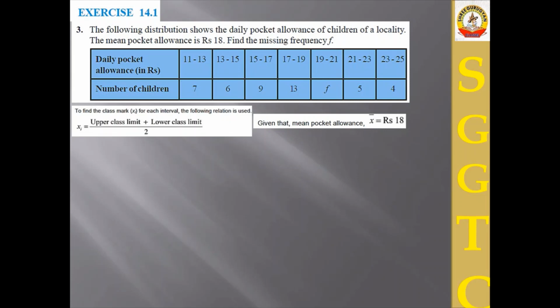Yes students, the missing frequency question is important for the exam. It is an important level question, so in the exam they already ask this question.